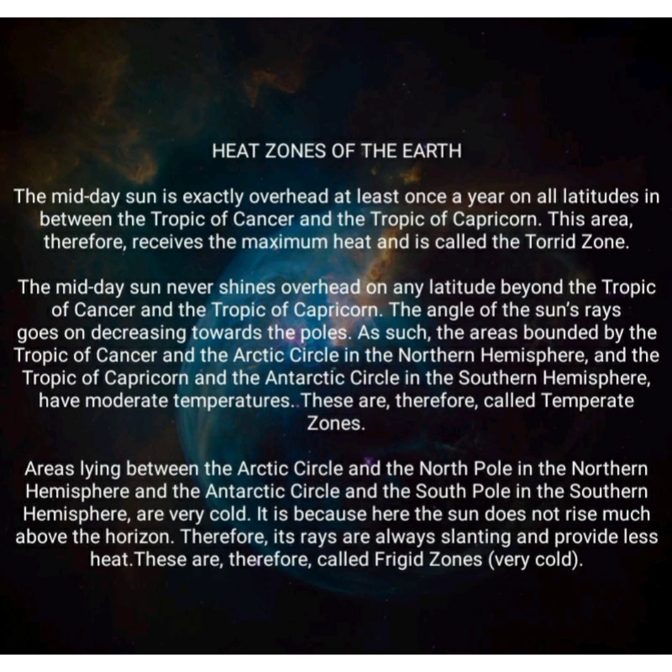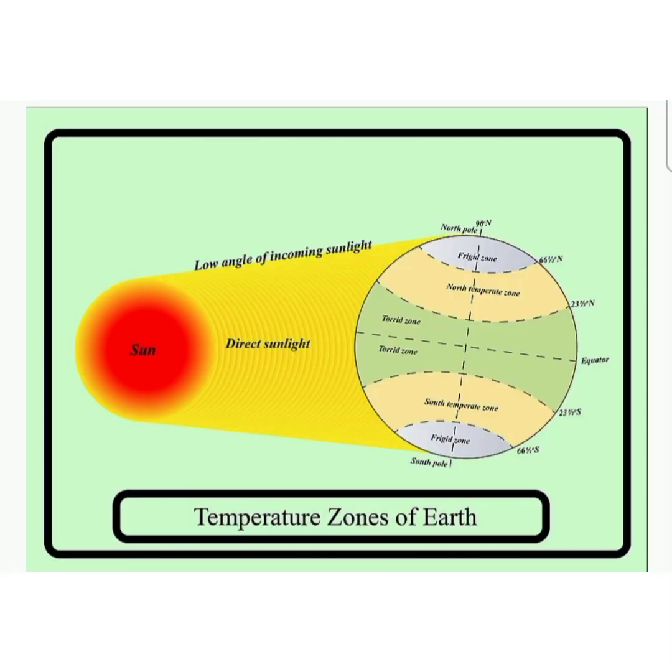Now we will see about the frigid zone. So which zone is the frigid zone? The areas lying between the Arctic Circle and the North Pole in the northern hemisphere, and the Antarctic Circle and the South Pole in the southern hemisphere. They are very cold. So the torrid zone is extremely hot and the frigid zone is extremely cold, and the temperate zone is moderate.